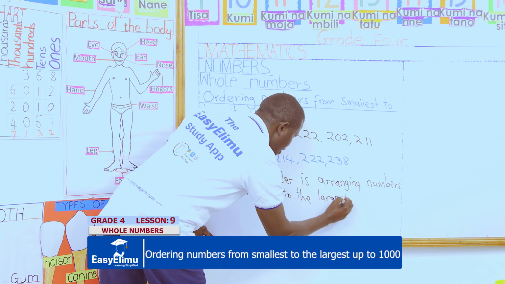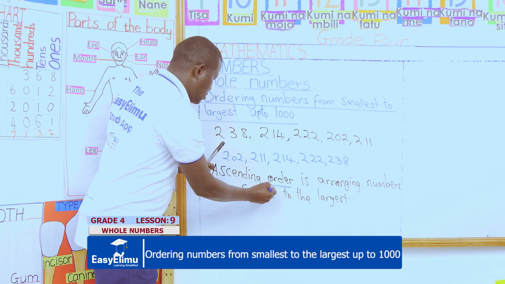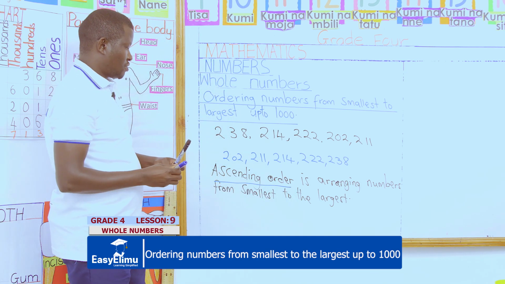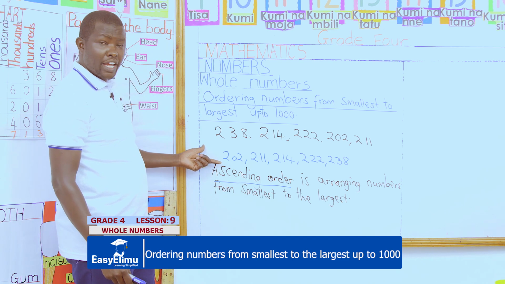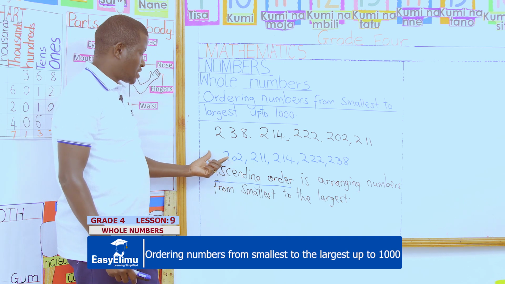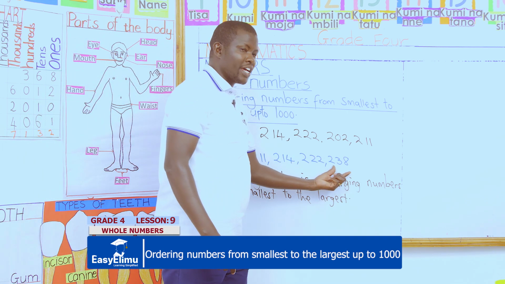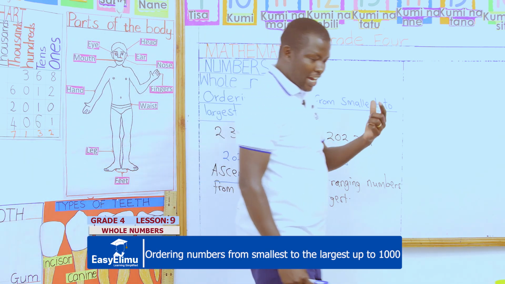Class, from our dictionary, this is what we've seen. Ascending order is arranging numbers from smallest to the largest. And from the numbers that we had previously, we arranged them. 202 was the smallest and the largest was 238. That is ascending order.